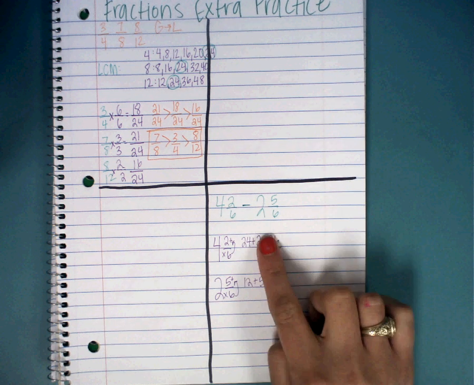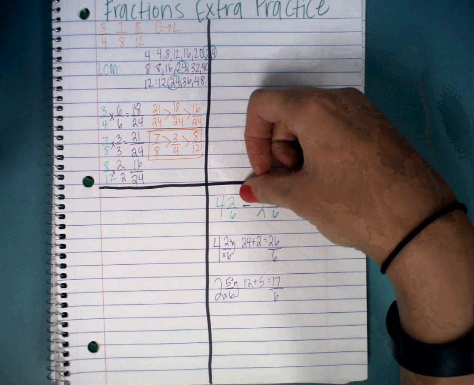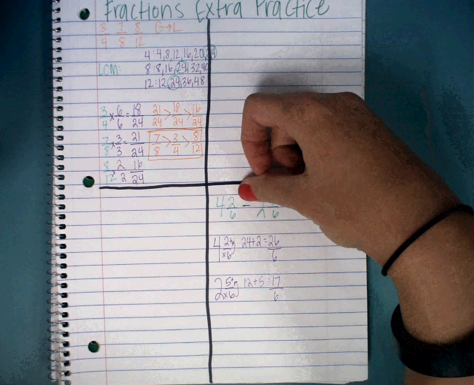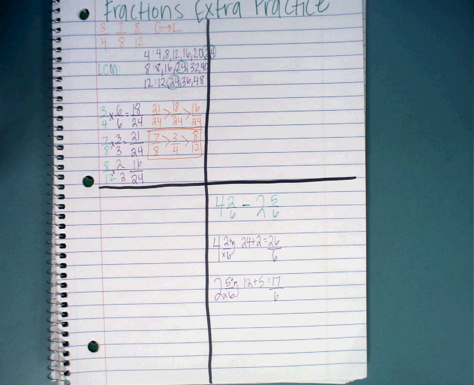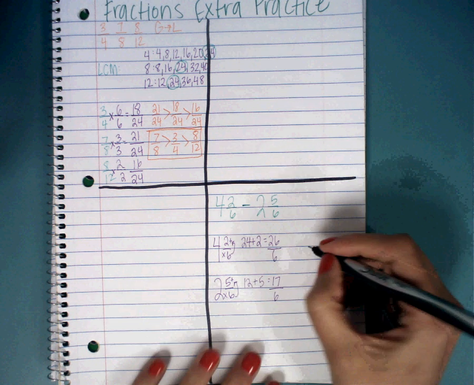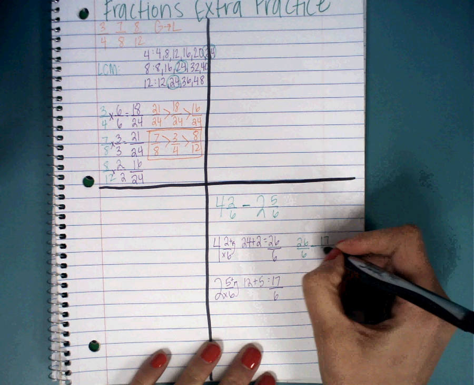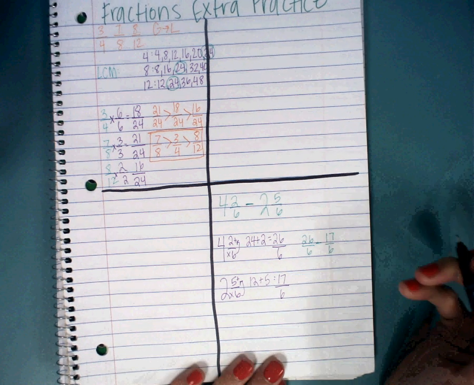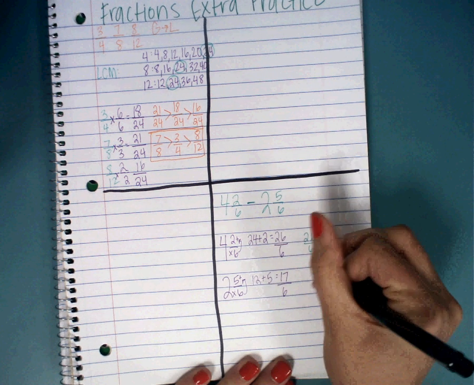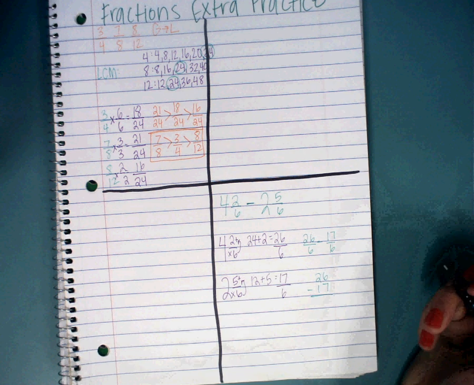Okay, so now we've got 26/6 minus 17/6. Well, I don't know about you, but I probably need to work out 26 minus 17 down here. So I'm going to do 26 minus 17. What's 6 minus 7? Can't do it. Borrow from the 2. 2 becomes a 1. 6 becomes a 16. So just a little extra thing in here.